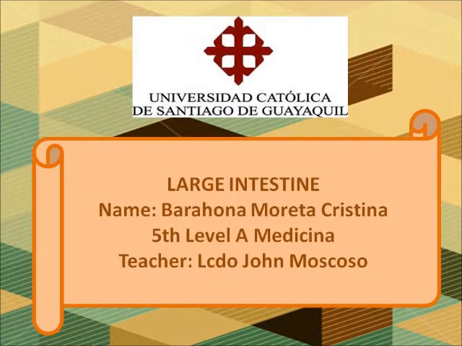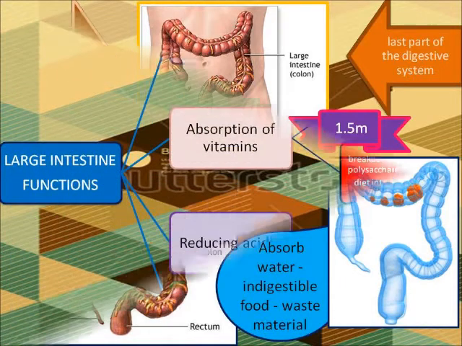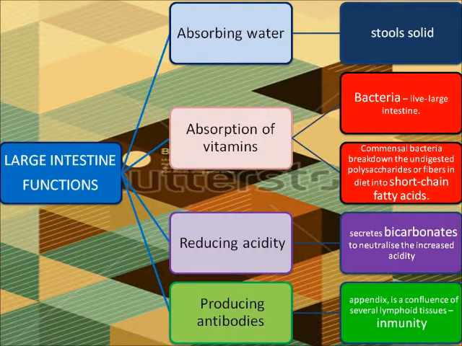I'm going to talk about the large intestine. The large intestine is the last part of the digestive system. It is 1.5 meters long. Its principal function is to absorb water from ingested food and waste material. The functions of the large intestine are absorbing water to form stool solids. Another function is absorption of vitamins through the bacteria that live in the large intestine.